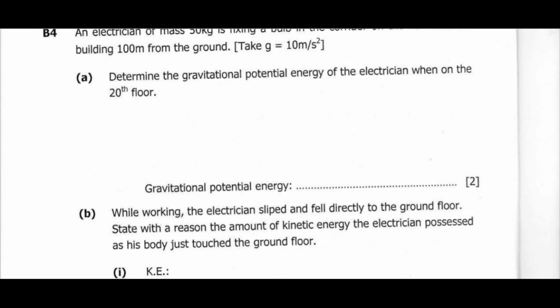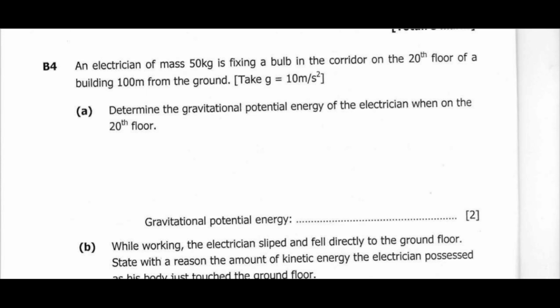So now we move on to question B4. An electrician of mass 50 kg is fixing a bulb in the corridor on the 20th floor of a building 100 meters from the ground. Take gravity to be 10 meters per second squared. Determine the gravitational potential energy of the electrician on the 20th floor.